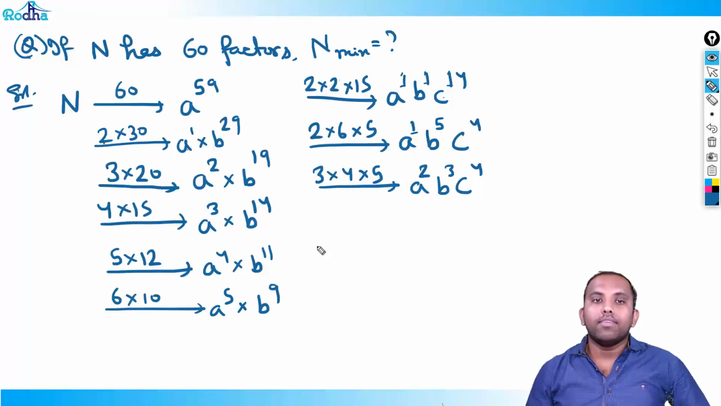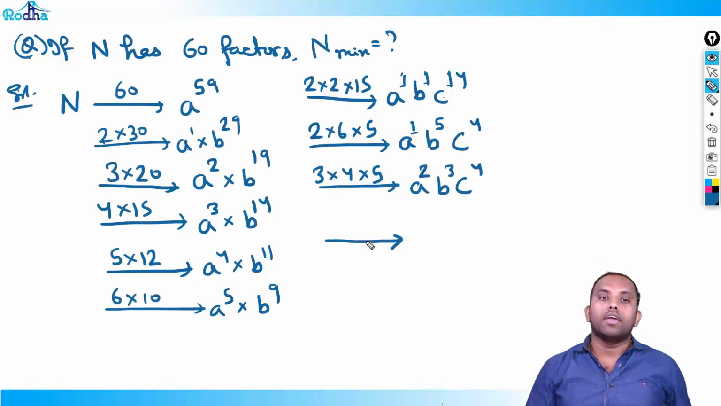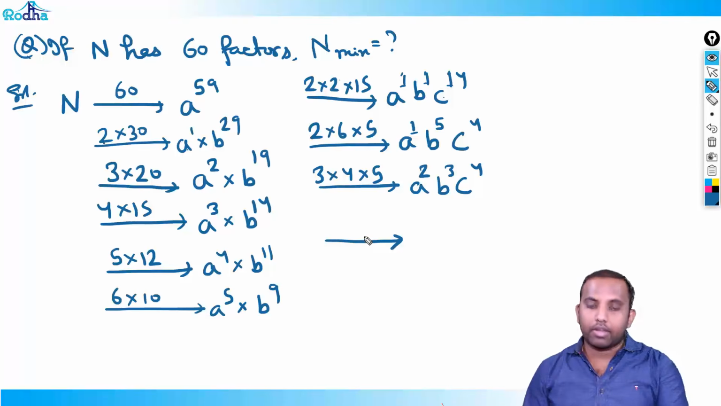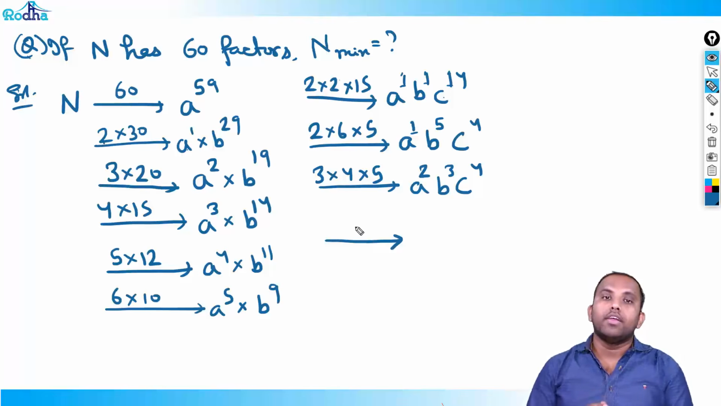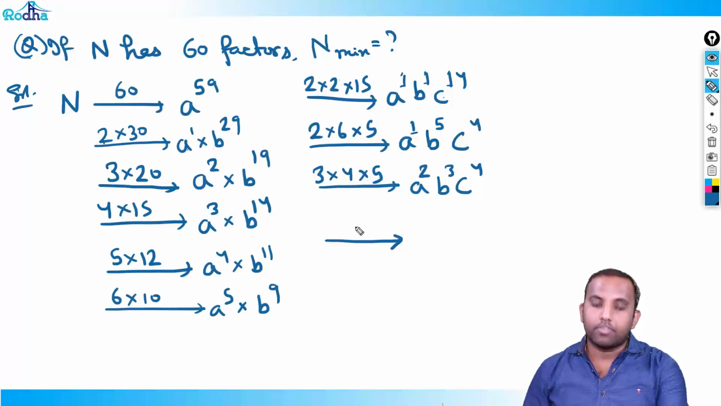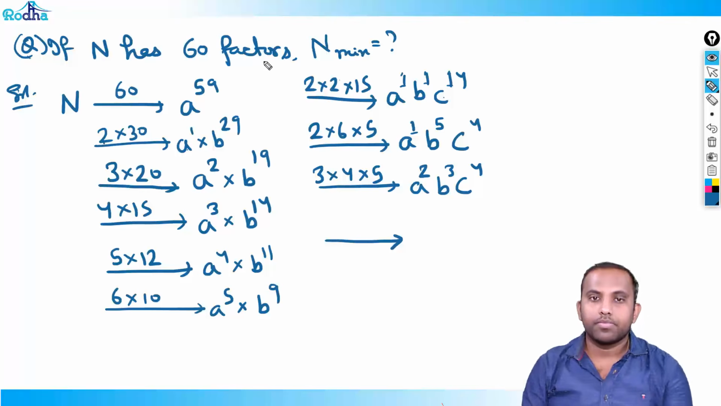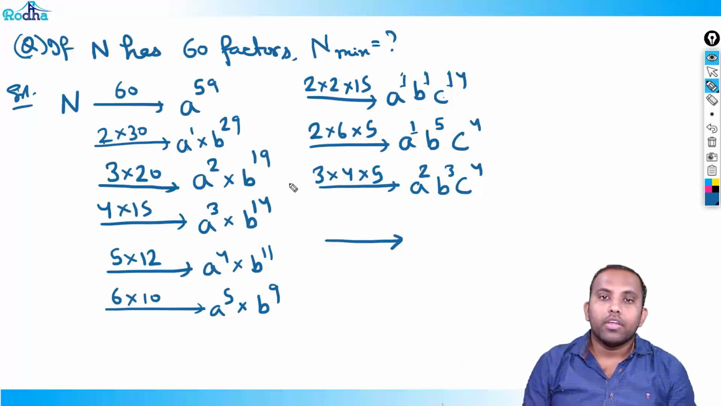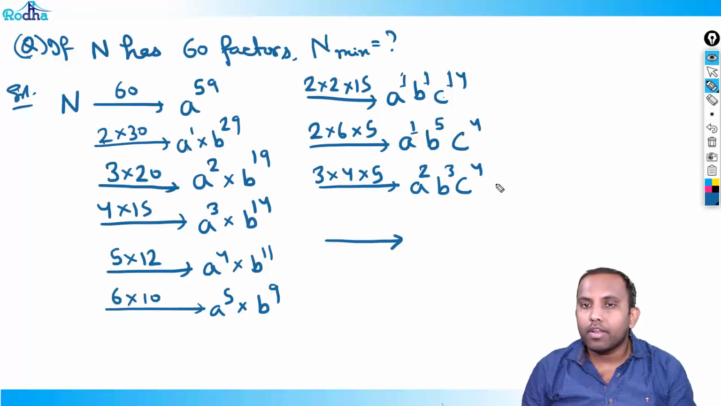So what is the minimum value? I'm trying to find out the minimum value of n when n has 60 factors. I'm trying to find a pattern here. Just have patience here, understand this concept. So A square into B cube into C to the 4. What is the minimum value in this part?